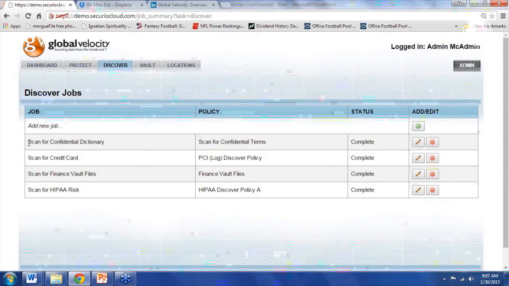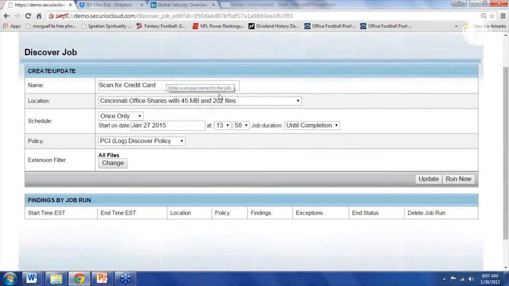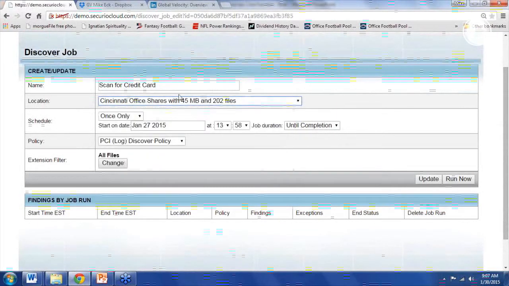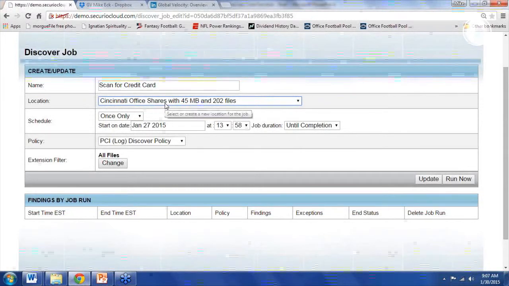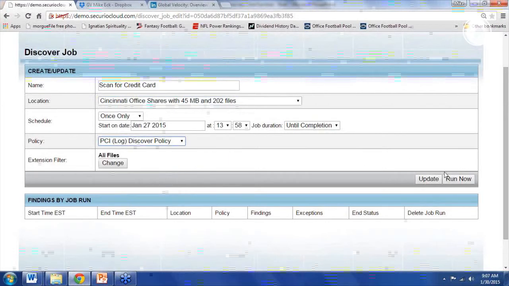Discover allows you to set up various Discover jobs, and jobs can be run once or scheduled, and we're going to take a look at how easy it is to scan for credit cards. I can pick from the locations. In this case, I'm going to look for the Cincinnati share, office share. I'm going to look for credit cards. I'm going to use that policy we just looked at, and I'm going to run this job now.